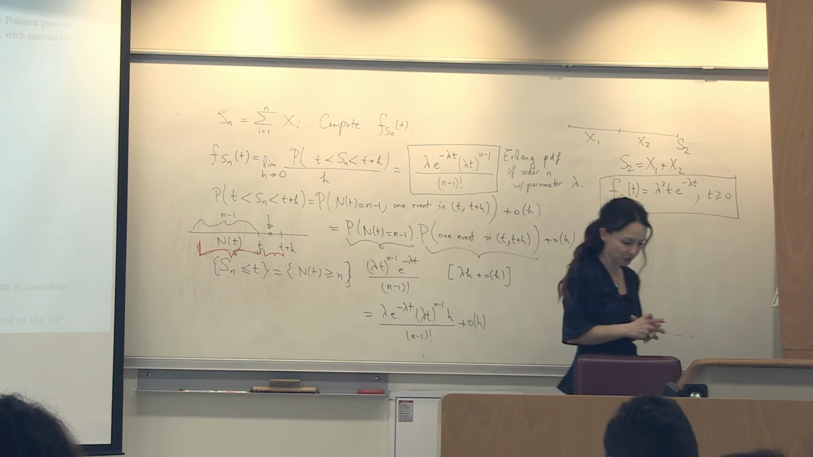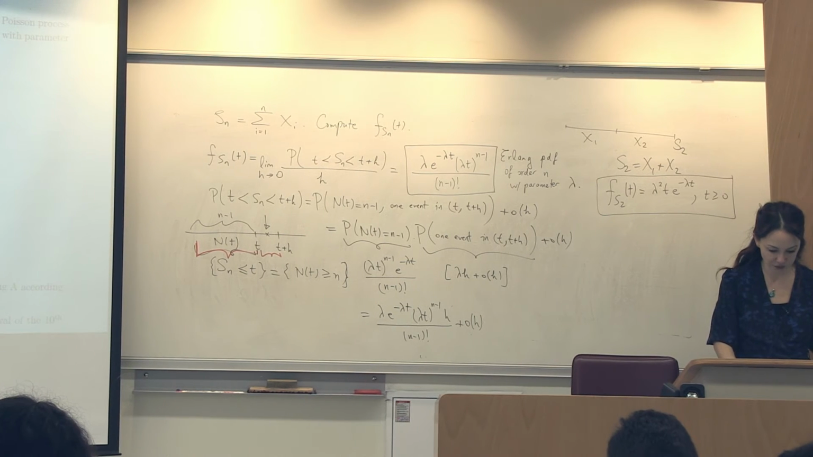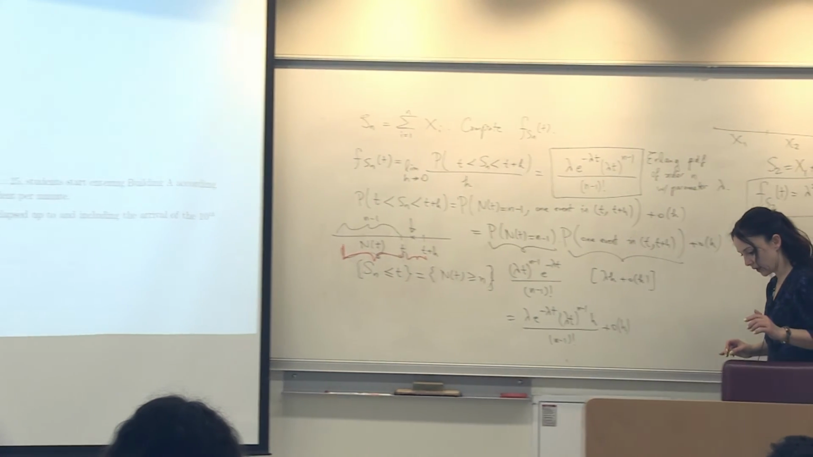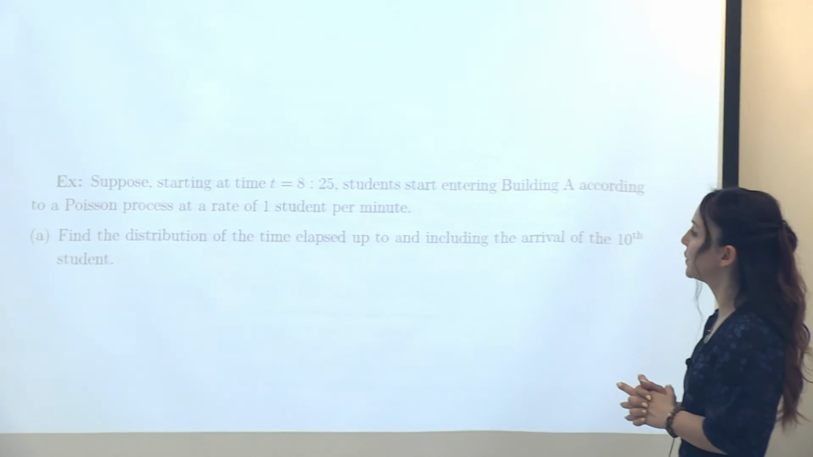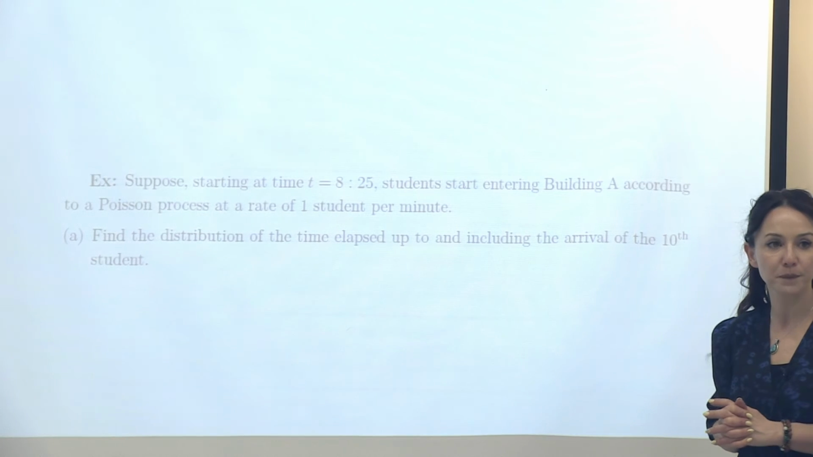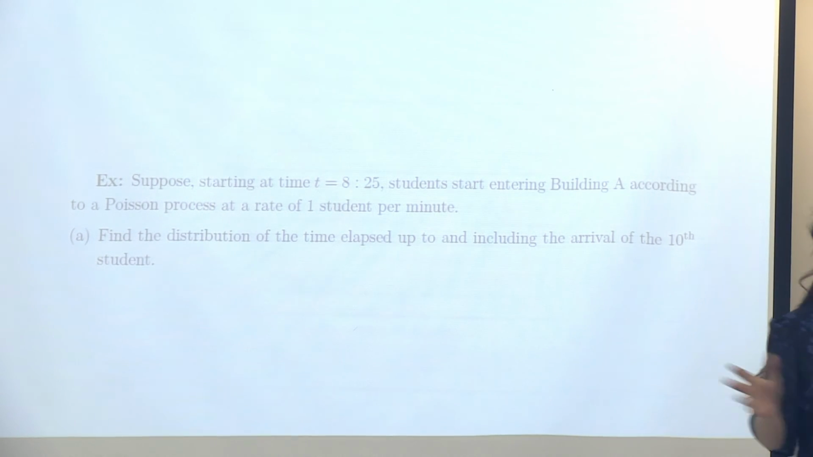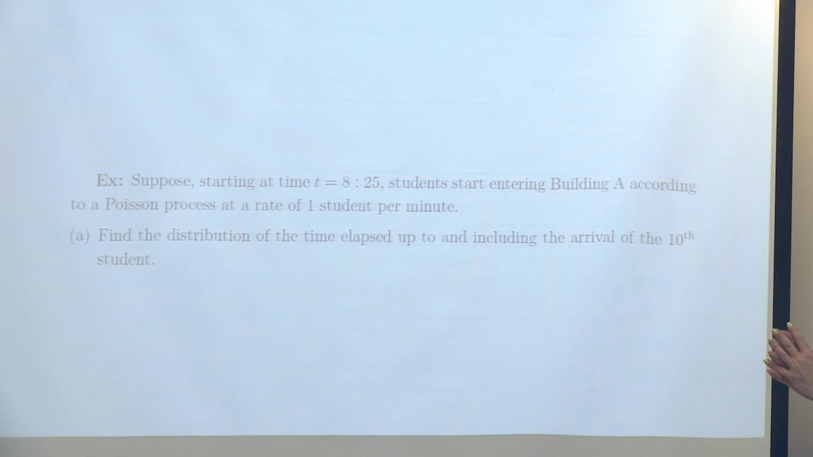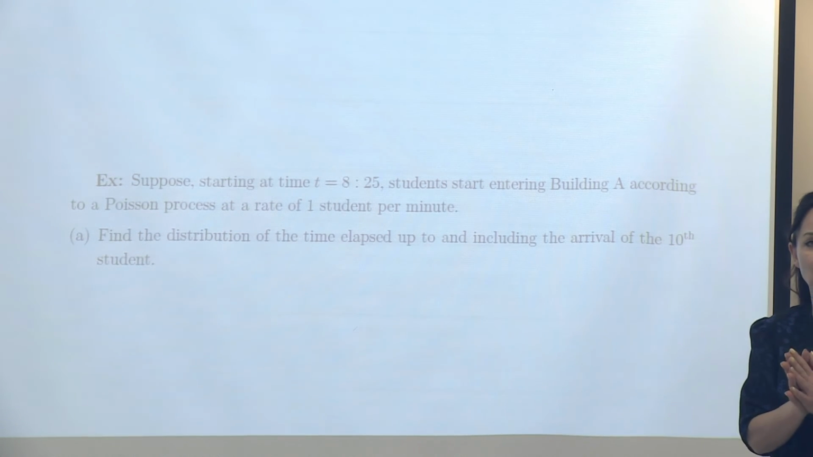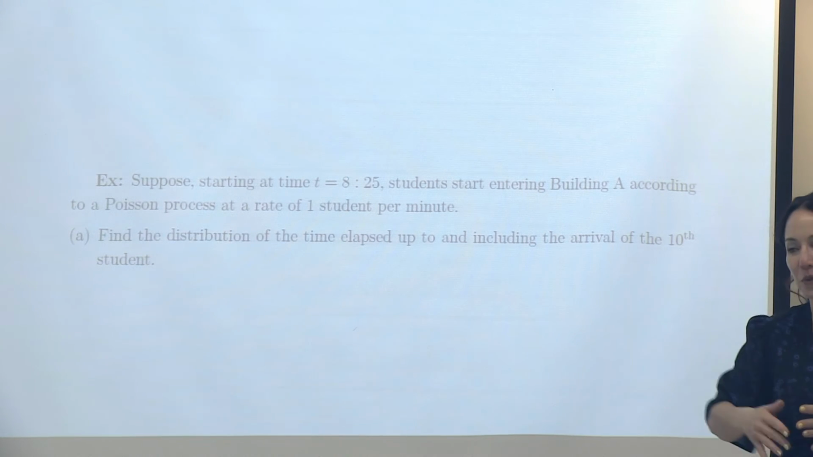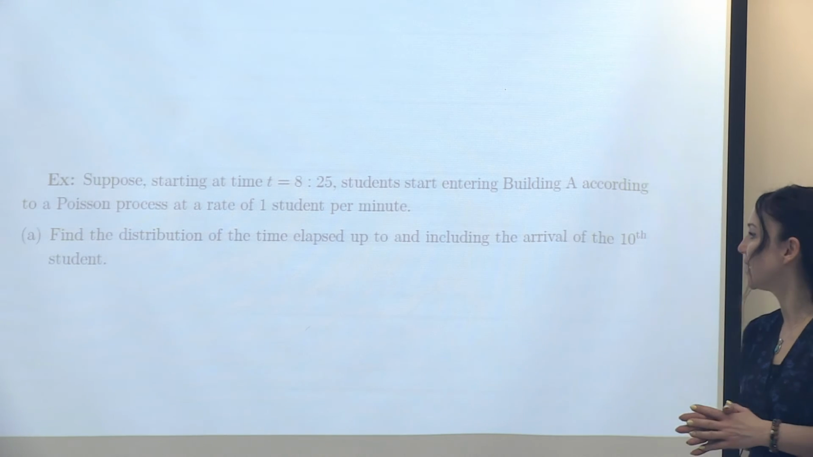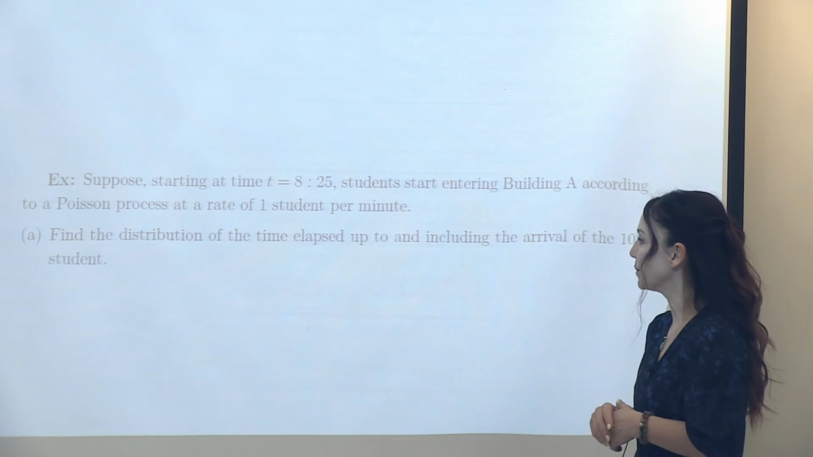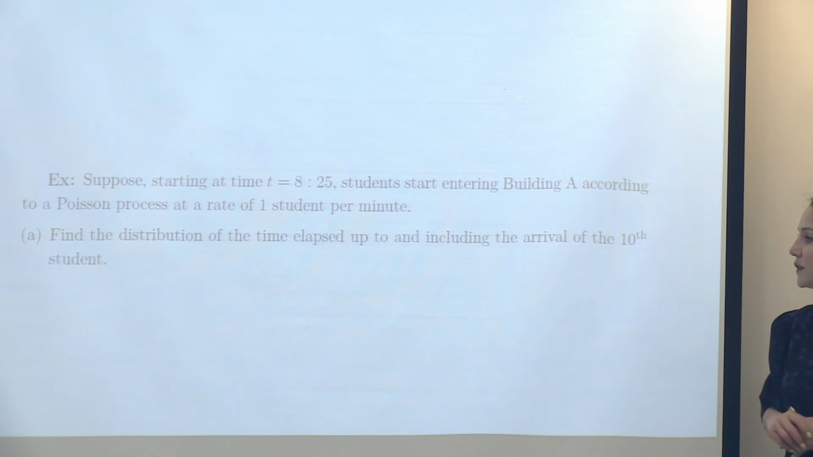So here is the next problem that we are going to try to address. And maybe we can check the problem statement. Suppose starting at time t equals 8:25, students start arriving for the 8:40 class. But let's not limit the time at 8:40, of course, otherwise we will not get a Poisson process. Suppose this process continues at a rate of 1 student per minute. Find the distribution of the time elapsed up to and including the arrival of the 10th student. What do you think?